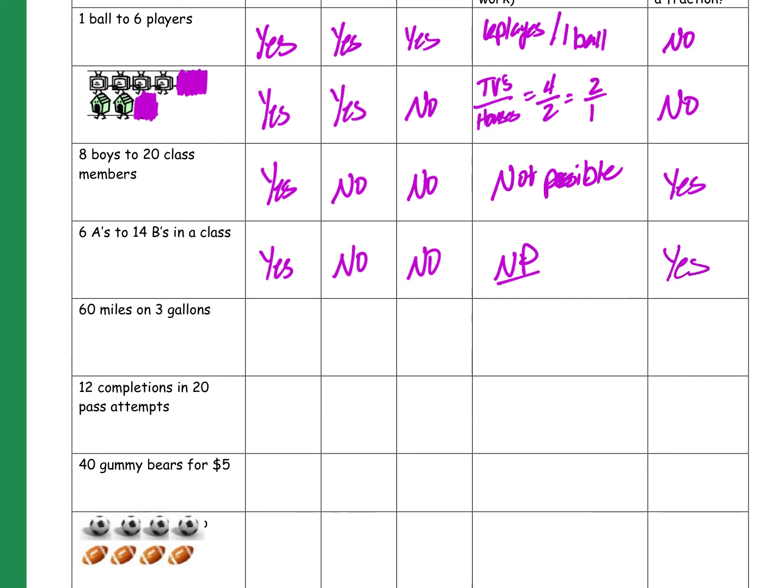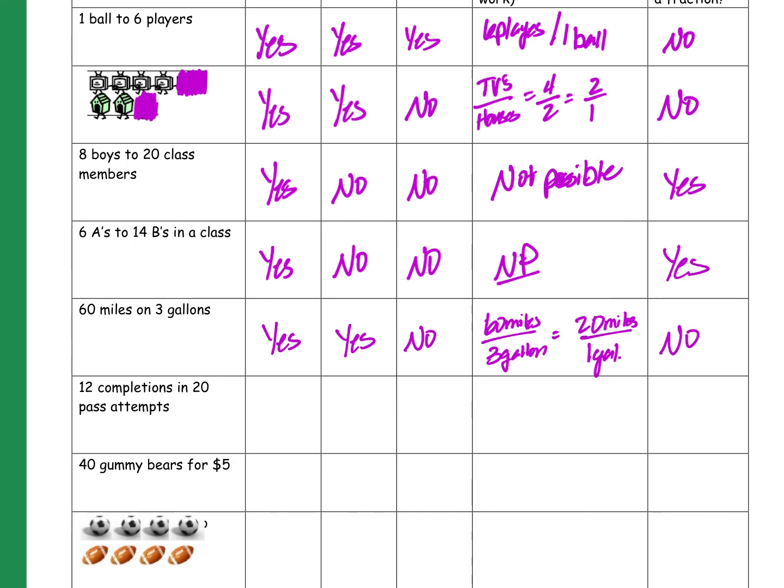Okay, 60 miles on 3 gallons. Is it a ratio? Mm-hmm. Is it a rate? Yes. Is it a unit rate? No. Can I make it a unit rate? Of course I can. So I have 60 miles in 3 gallons, and I divide by 3, right? So what do I get? 20 miles per 1 gallon. I don't have enough room, so I'm going to abbreviate gallon. So is it a fraction?